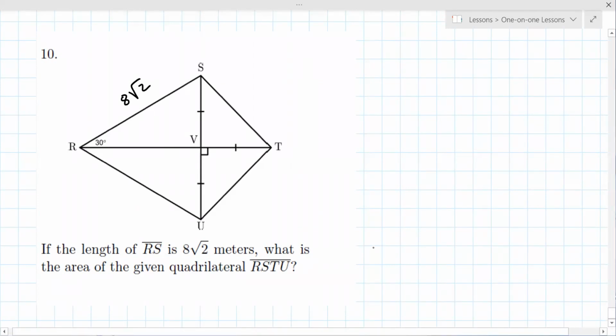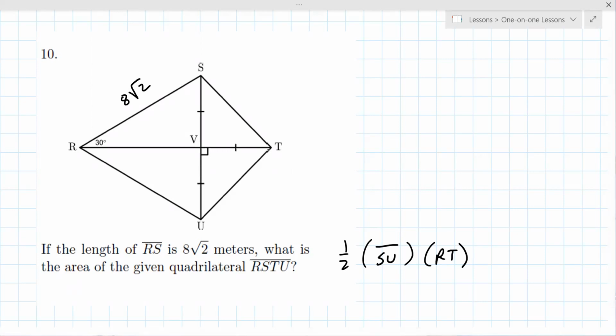So I'll help out here. The area is SU times RT, and then you take a half of it. So don't worry about that. Just find ST for me first, please. Okay. And then we'll talk about the rest of this. Okay, so I think SV should be 8. It's half of the hypotenuse. Oh, it's 4 root 2, yeah. So 4 root 2. And ST, times root 2. That's right. And what is that? It's 4 times square root of 4, which is 2, so it's 8.